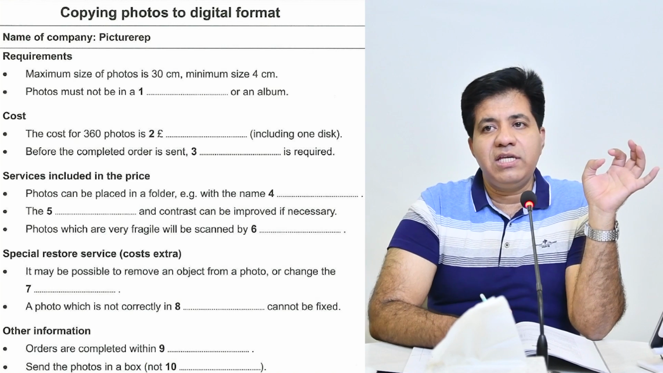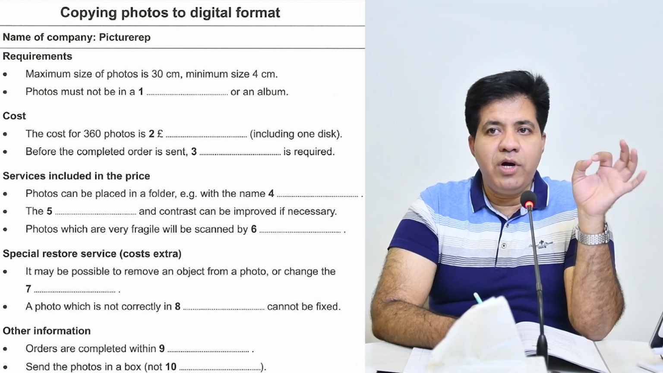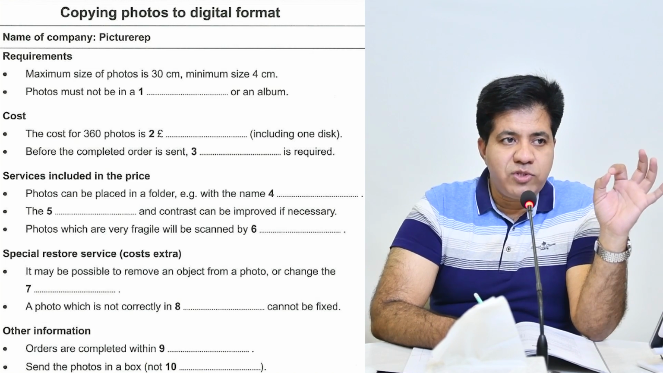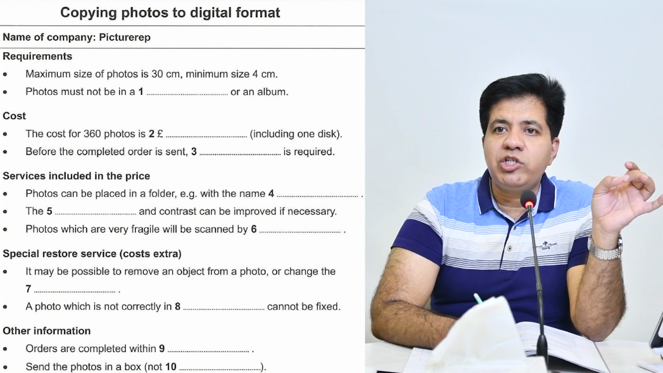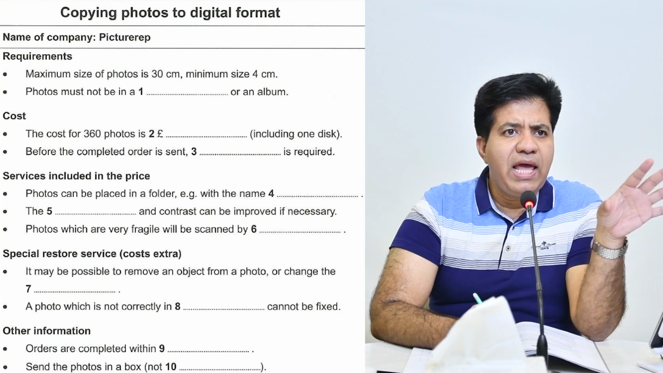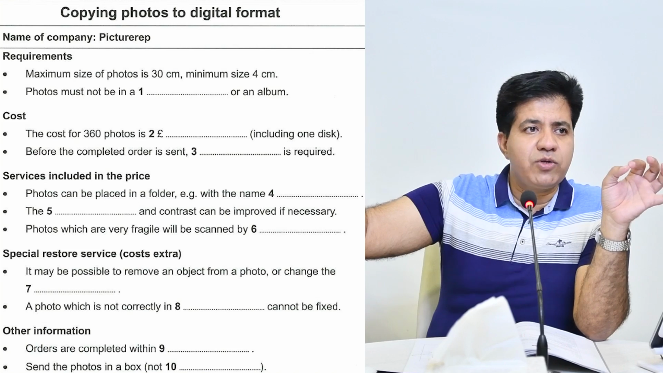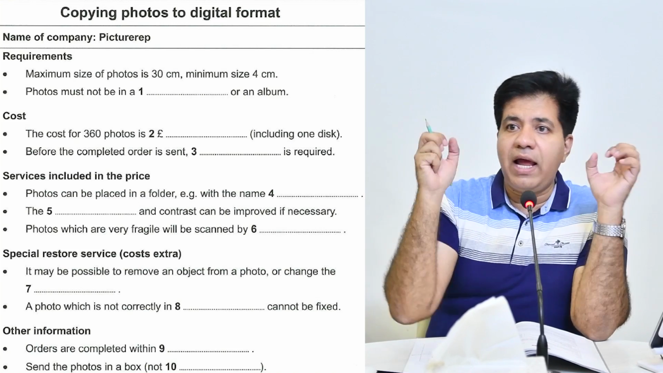For example, if he says we have 2 packages, for 200 photos we will charge £50, and for 360 photos we'll charge you £70. Like that. So the answer will be £70. Okay? Make sure you catch the right answer.